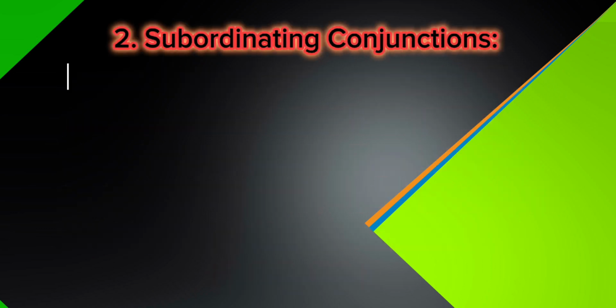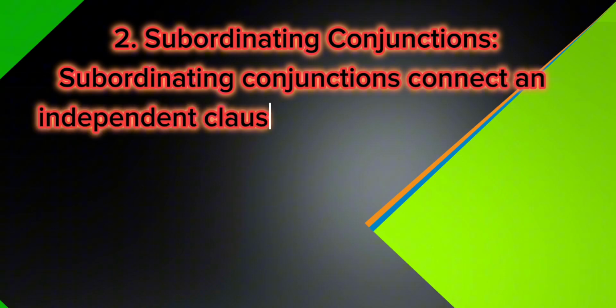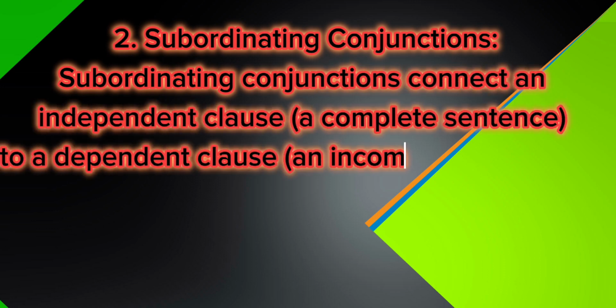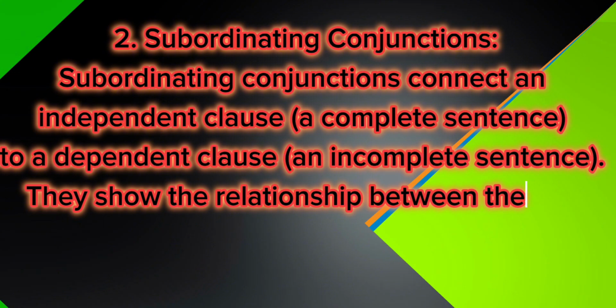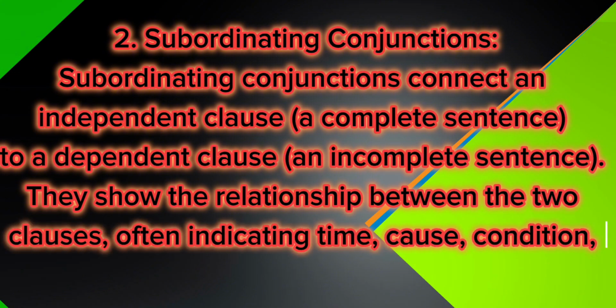2. Subordinating conjunctions. Subordinating conjunctions connect an independent clause, a complete sentence, to a dependent clause, an incomplete sentence. They show the relationship between the two clauses, often indicating time, cause, condition, or contrast.